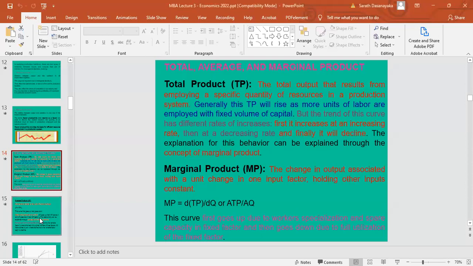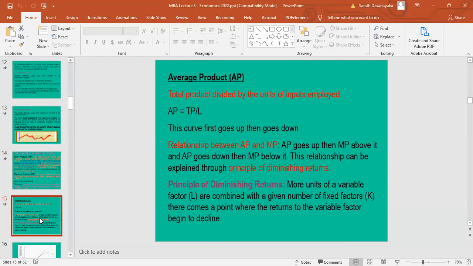And thereafter, we can go to the average product curve. That is the total product divided by the units of input employed. Then you get AP, TP divided by L. This curve first goes up, thereafter it goes down. These curves come from the single production function, and mathematically they have very good relations. Consider the relationship between the average product curve and the marginal product curve. When the average product curve goes up, the marginal product curve is always above it. When the average product curve goes down, the marginal product curve is always below it.